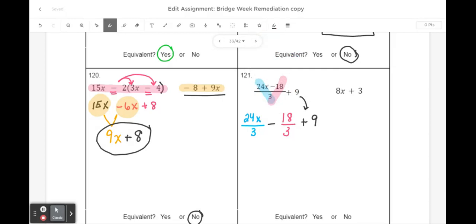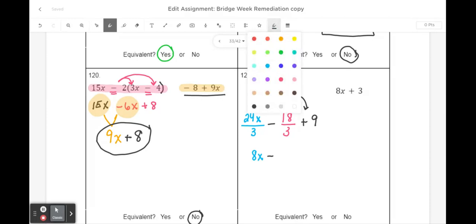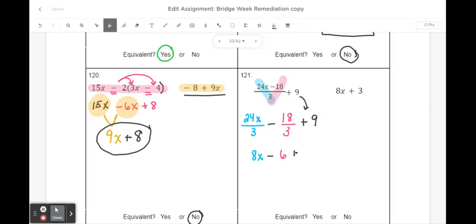Now, when I actually simplify, 24 divided by 3 gives you 8x, minus 18 divided by 3 gives you 6. And I'm going to bring down the +9. The -6 and the +9 would be like terms, so I can combine them, which means -6 plus 9 is +3, and I can just bring down the 8x.